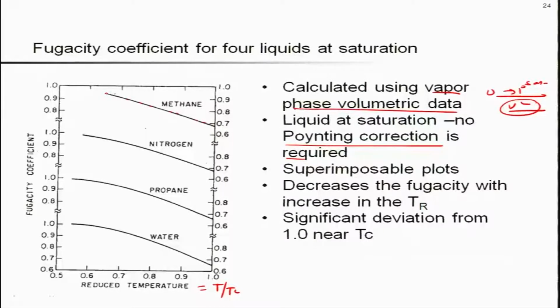But at a lower Tr it is very close to 1, which is very visible, particularly for water. Okay, it is close to 1. So that means the approach towards ideality is visible at lower values of Tr. Otherwise, if you look at very close to Tc, there is a significant deviation from ideality, from 1 to 0.7. That is a significant deviation.